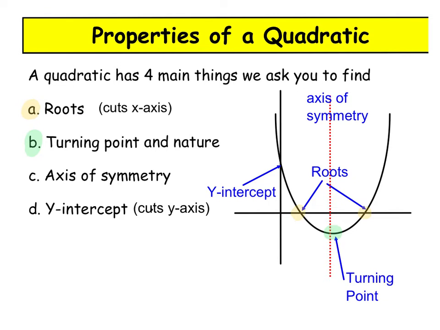And then the nature, if it asks you the nature, it just wants you to write down, is it a maximum or a minimum? So this one, because it's a smiley face and the turning point is low, this is a minimum turning point.